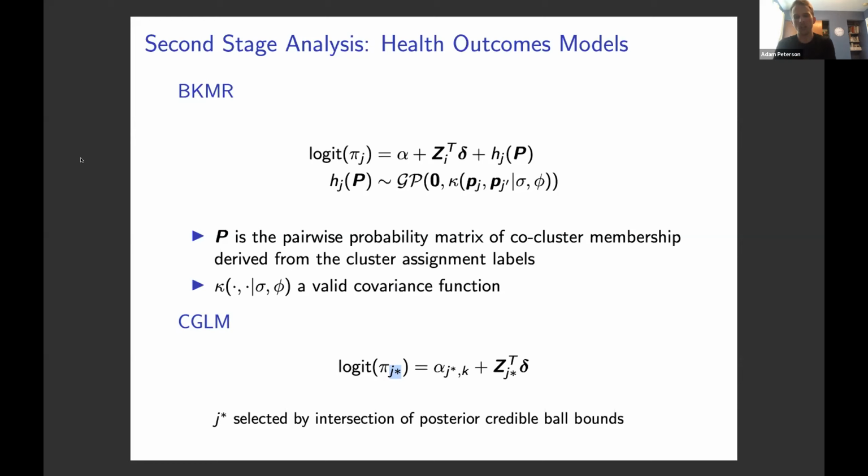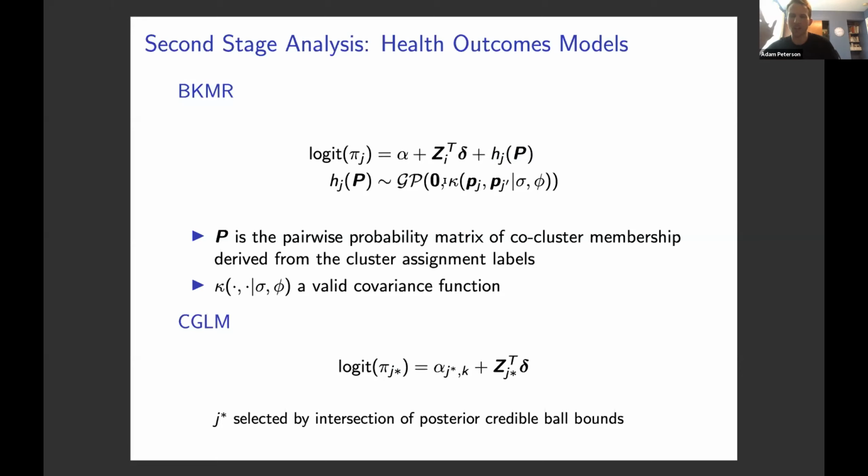On the other side, we could use something called a Bayesian kernel machine regression. This is going to be a little bit of a fancier model, but on the other hand, we're not going to throw any of our data away, and we're going to accommodate all the uncertainty, the entire estimate of what probability each school has of belonging to a cluster with, say, another school. And that's what's being referred to here through this h sub j P. P, this bold P here, is a pairwise probability matrix of co-cluster membership derived from the cluster assignment labels. This is used as part of the covariance of this Gaussian process.